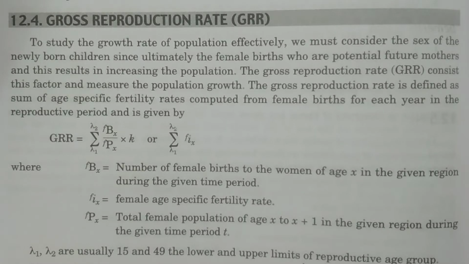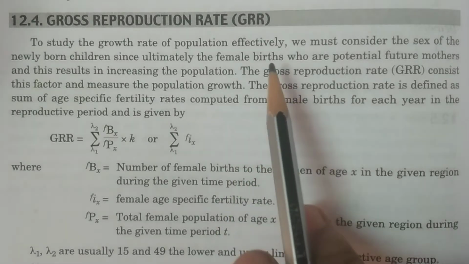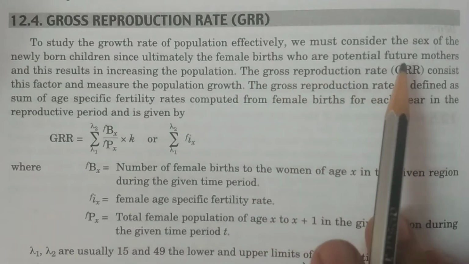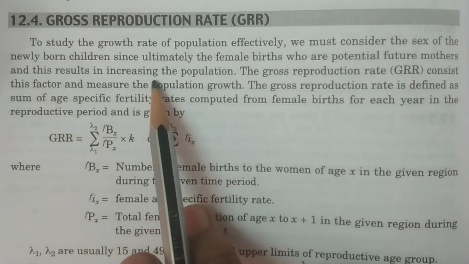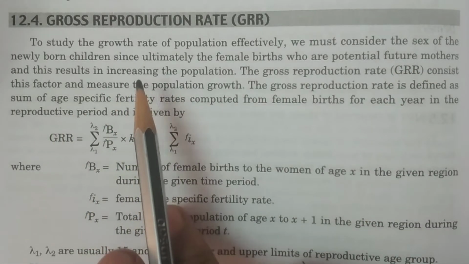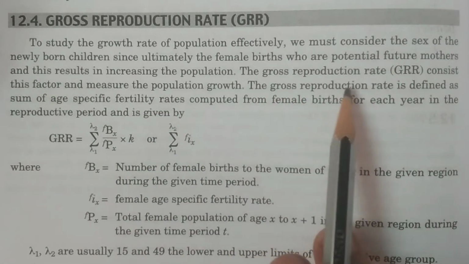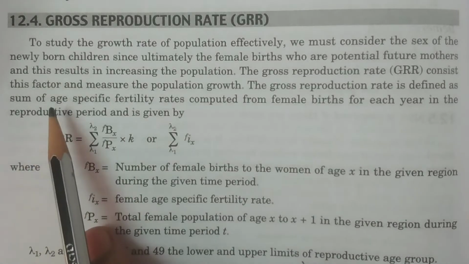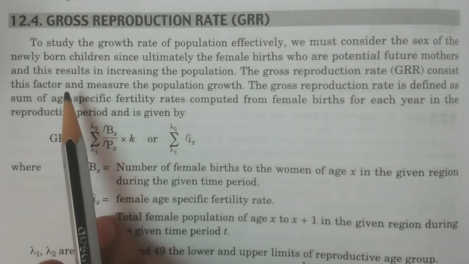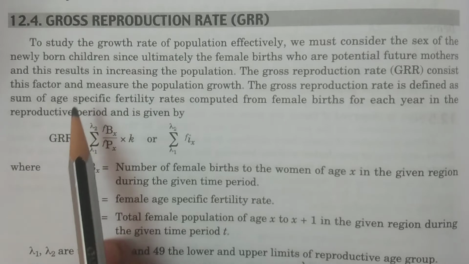therefore, which involves increasing the population. In the part of increasing the population, therefore we have to consider the sex of the newly born children. That is, you have to remember the sex of the newly born children. Therefore, the gross reproduction rate consists of this factor. That is the important factor we have considered.